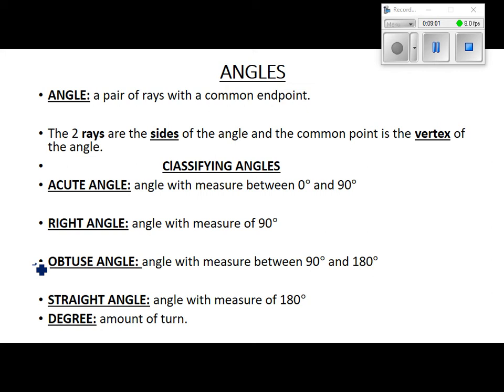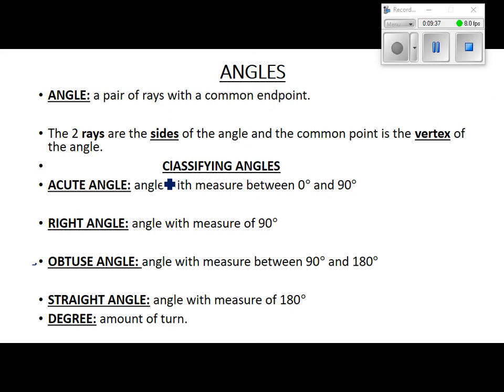An acute angle is only the angles between 0 and 90 degrees. Is 0 included in that? No. Is 90 included in it? No. Because if it's got a measure of 90 degrees, it's a right angle. And then an obtuse angle, normally when I ask what's an obtuse angle, what do they tell me? Bigger than 90, because that's what you learned. And that's not the case. It's actually between 90 and 180, because it doesn't include 90 and it doesn't include 180.